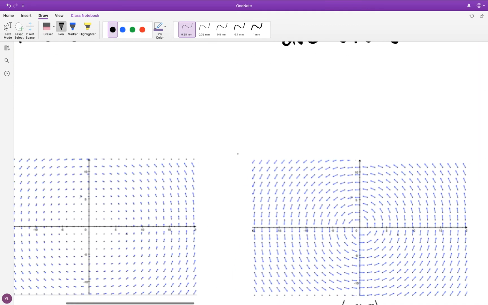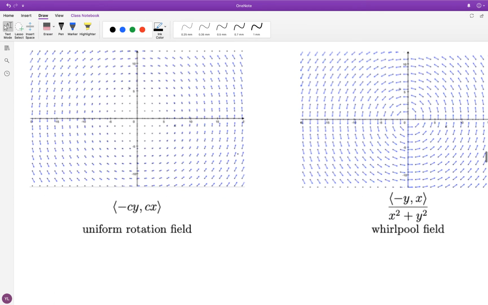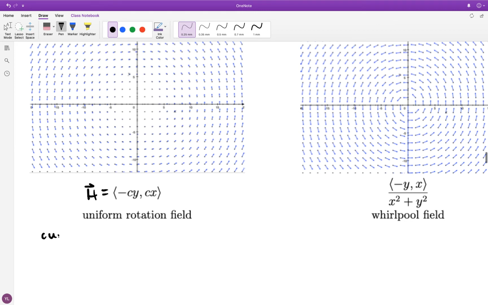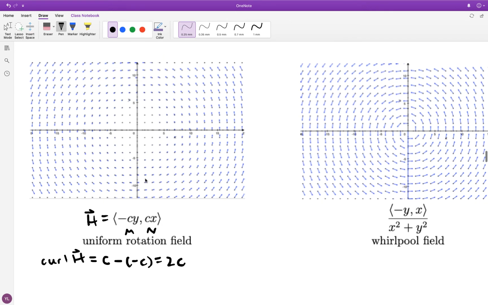Okay, now back to the rotation field. All right, so I do expect to get some curl here. Let's call this one H. So the curl of H is going to be partial n with respect to x, which is c, minus partial m with respect to y, so that's a negative c. So for curl, we're getting 2c. And that positive, well, okay, if c is a positive constant, which would match the drawing that I have here, then we're getting positive curl, which is clockwise rotation. So that sort of makes sense.